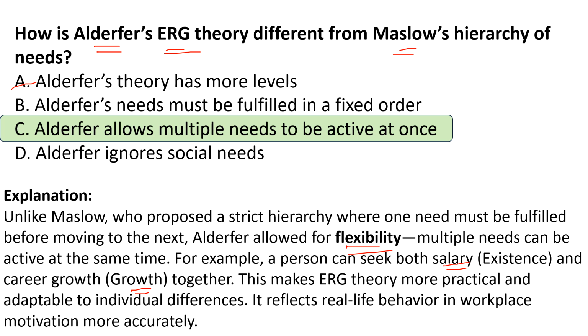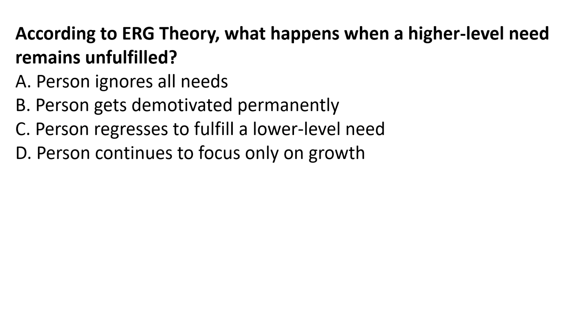This makes ERG theory more practical and adaptable to individual differences. It reflects real life behavior in workplace motivation more accurately. This is a more refined version of Maslow. Next, according to the ERG theory, what happens when a higher level need remains unfulfilled? This is a kind of challenging question from Maslow to the next theory, right?